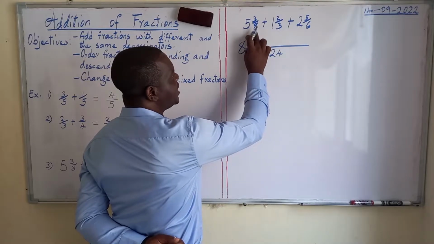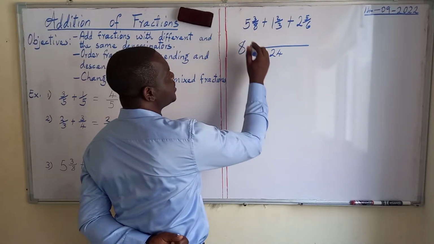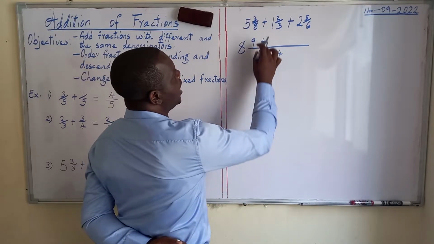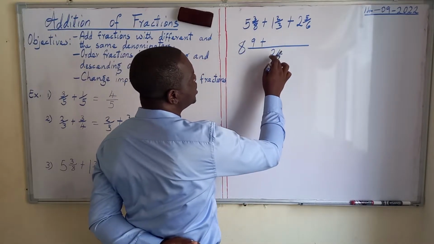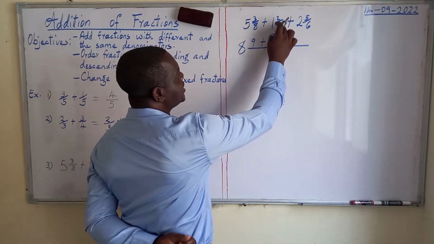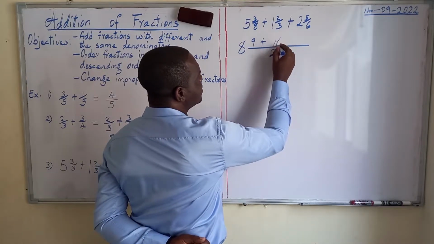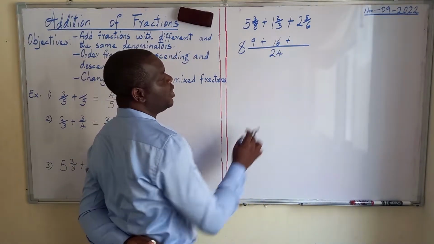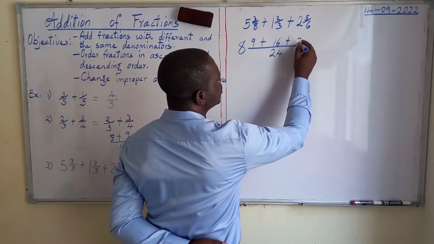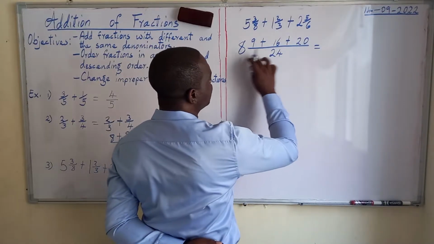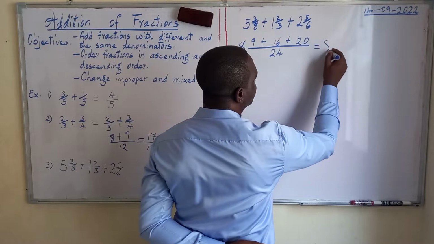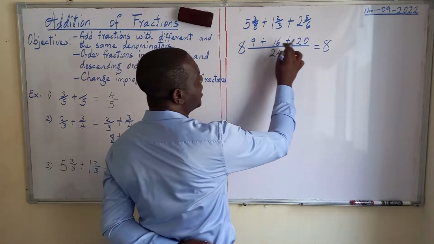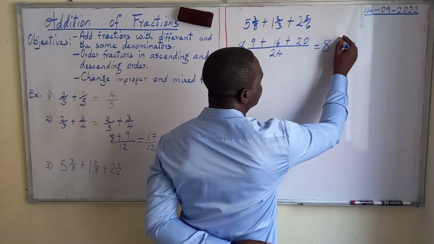24 divided by 8 is 3. 3 times 3 is 9. You write below this fraction, directly beneath, and you bring down your plus sign. 24 divided by 3 is 8. 8 times 2 is 16. You bring down this plus sign. 24 divided by 6 is going to give 4, and 4 times 5 is 20. You can add across, and before you add across, always remember to bring your whole number. 9 plus 16 is going to give 25, and 25 plus 20 is going to give 45.